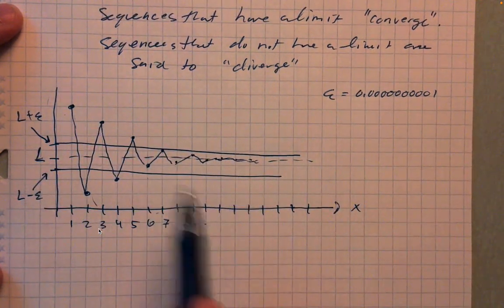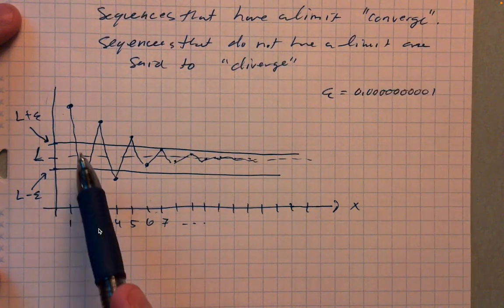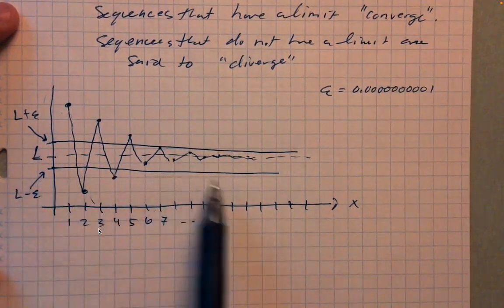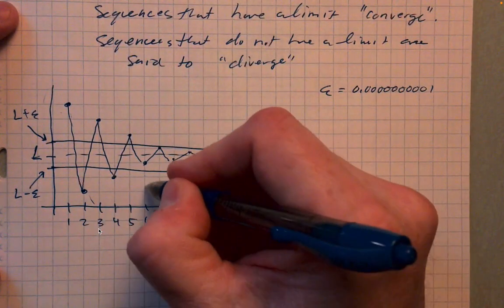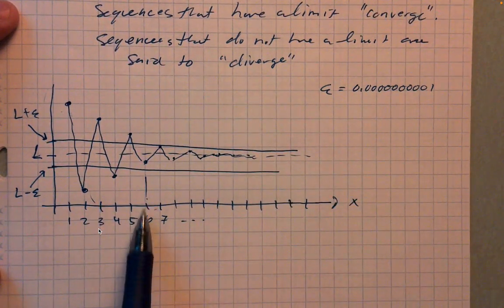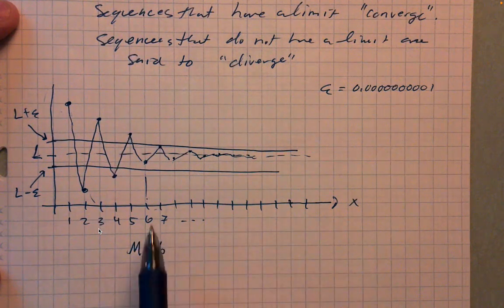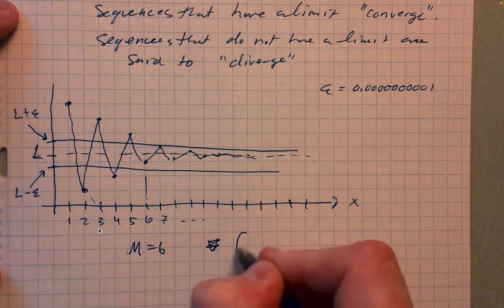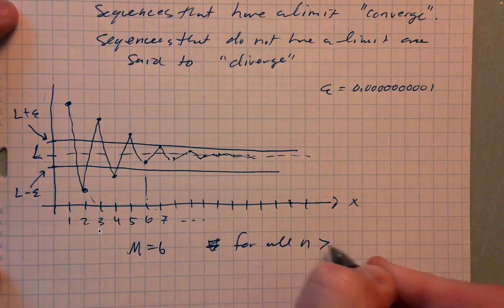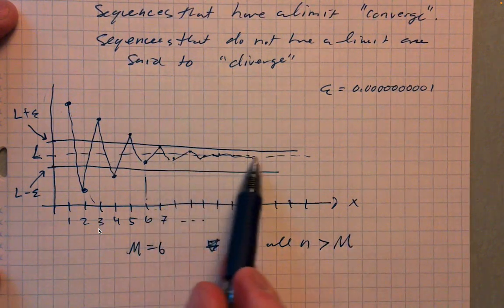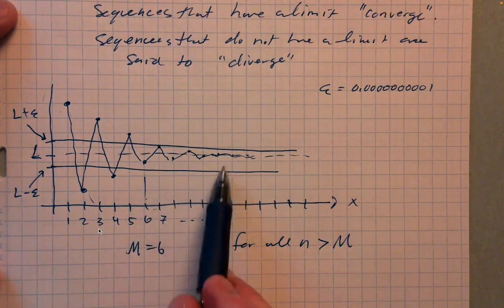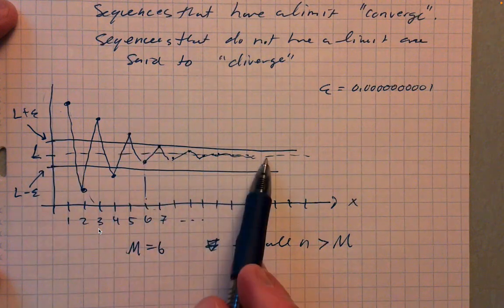Right, so this is not a terribly tight interval. But what you can see is that the way we've drawn this, once we set big M equal to 6, then for all n larger than big M, namely all of these values in the sequence, are within epsilon of this limit.